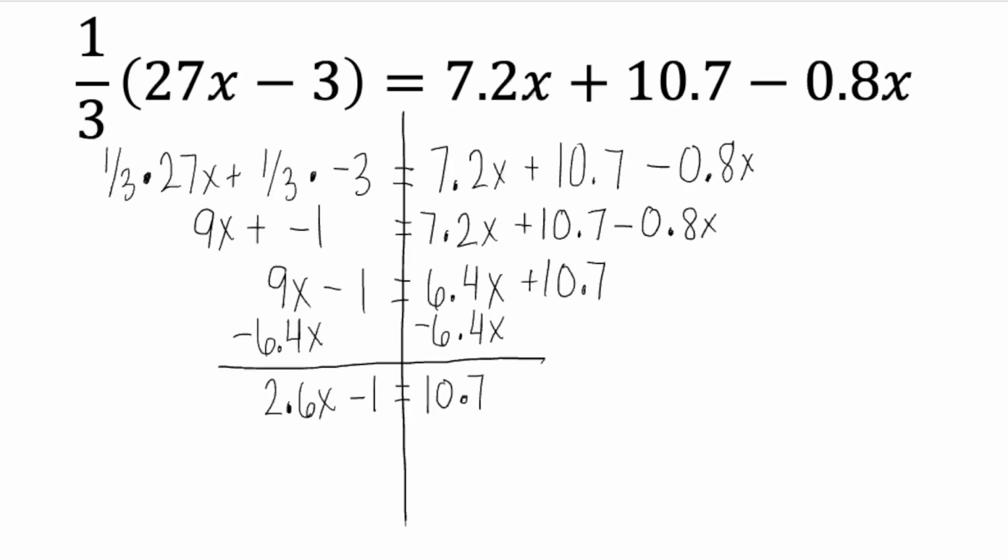Next, add or subtract to isolate the variable. Add 1 to both sides of the equation. 1 is being subtracted from the x term. The inverse operation of subtraction is addition. -1 plus 1 equals 0. 10.7 plus 1 equals 11.7.